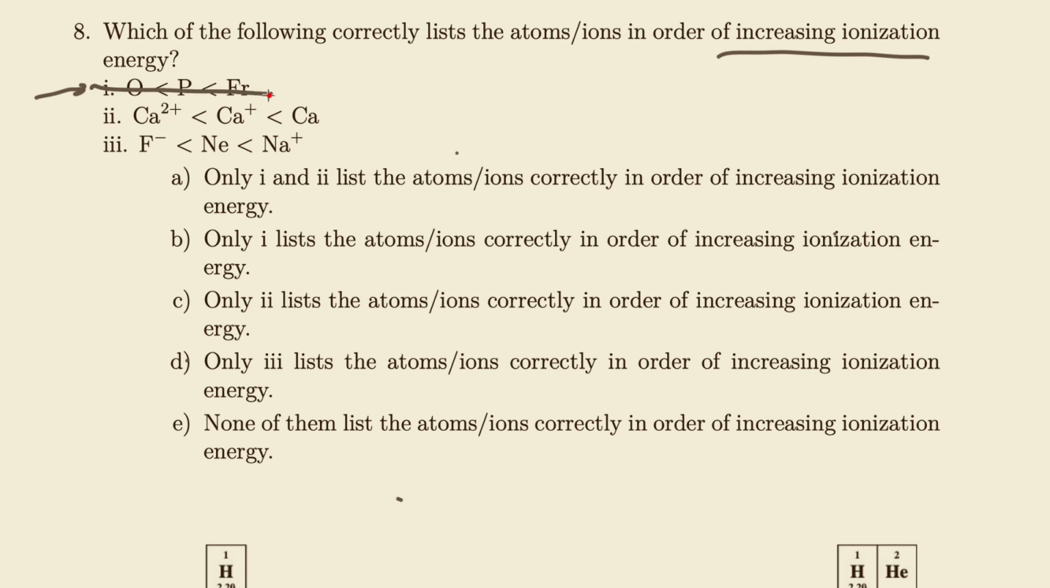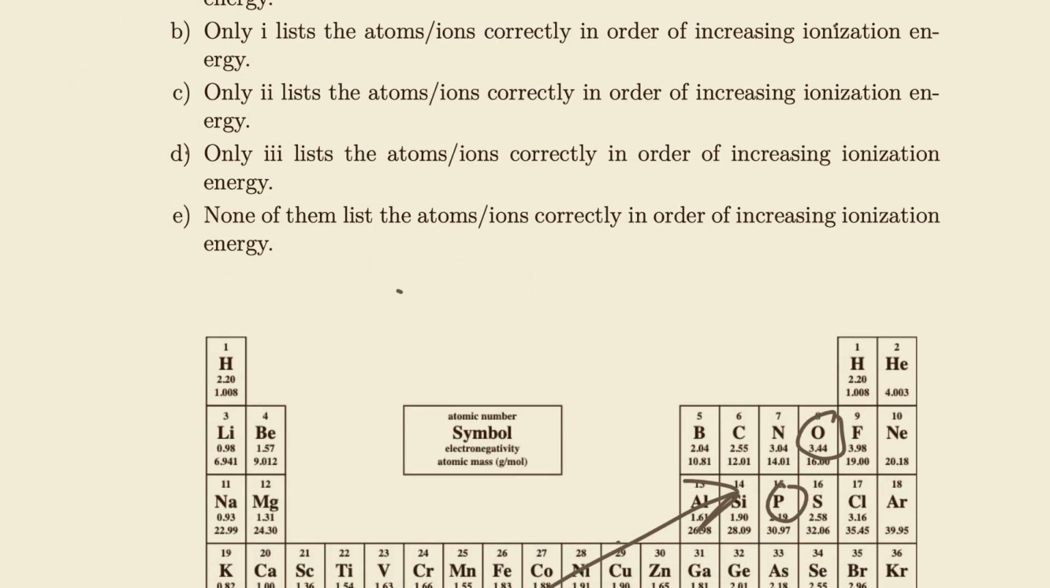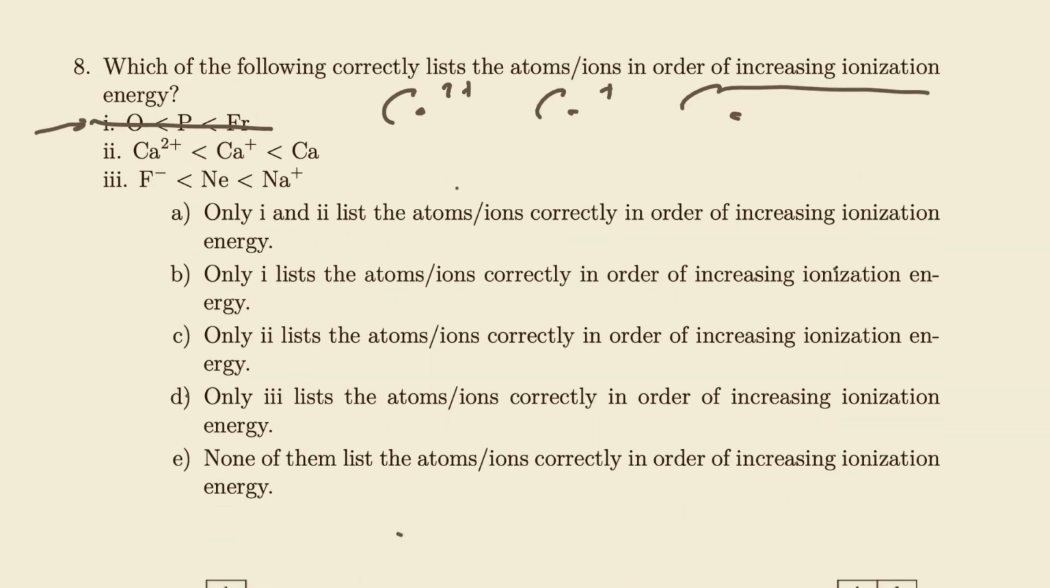Now for the next one, we have calcium 2+, calcium +, and calcium. Now calcium is atomic number 20, and so all these have 20 protons.